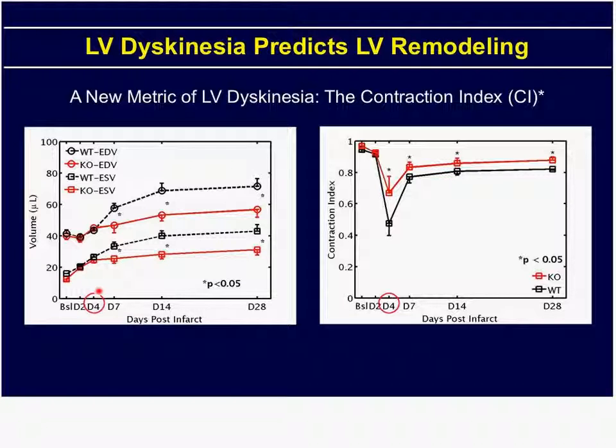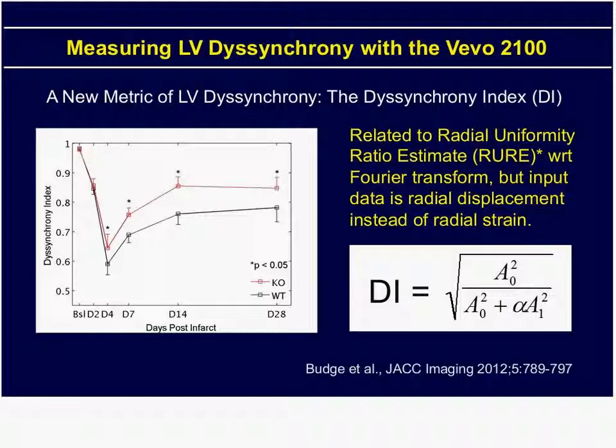The reason why we like day 4 is because it's particularly sensitive here to the LV dyskinesia, and you'll notice with the contraction index on the right, we've got a statistical difference at day 4, at a point where there's essentially no difference in the LV volumes. Those differences don't show up until day 7 or later. And so I can argue here that the contraction index can predict subsequent LV remodeling.